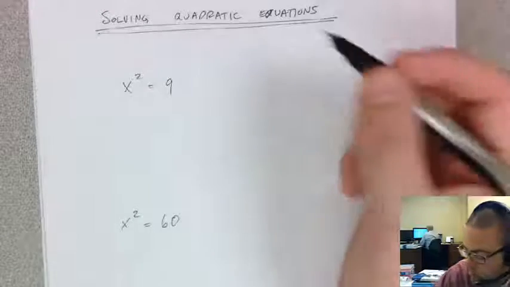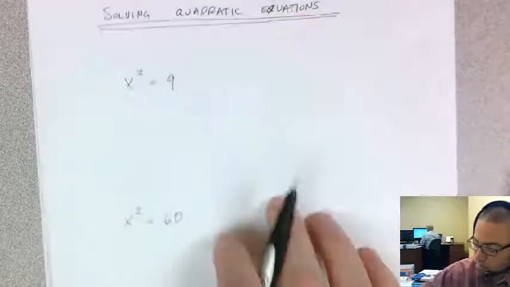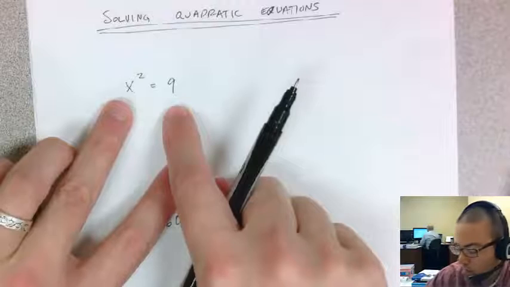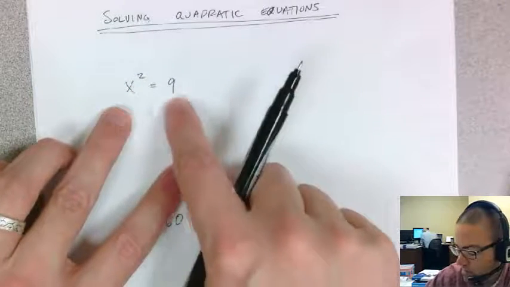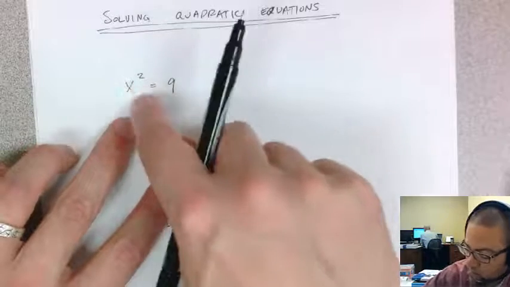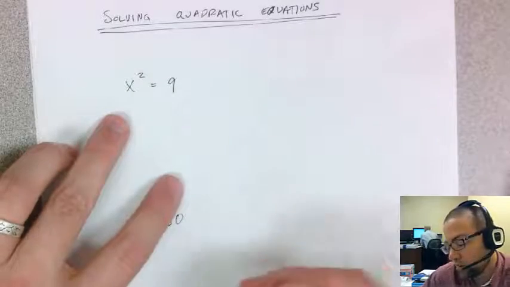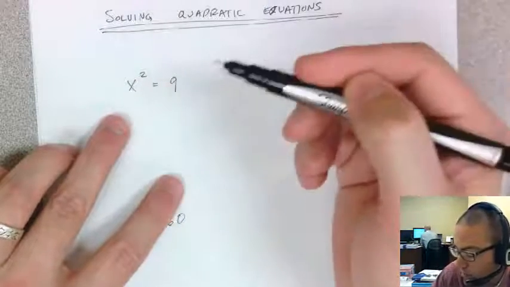Hello everybody, we're going to be solving some quadratic equations. So we're going to start off with things that are pretty simple, just x squared is equal to 9. So basically when something is squared and it's equal to something, what value or values would make this statement true? That's always what you should ask yourself when you're solving something. That's what a solution is: a value that makes the statement true.